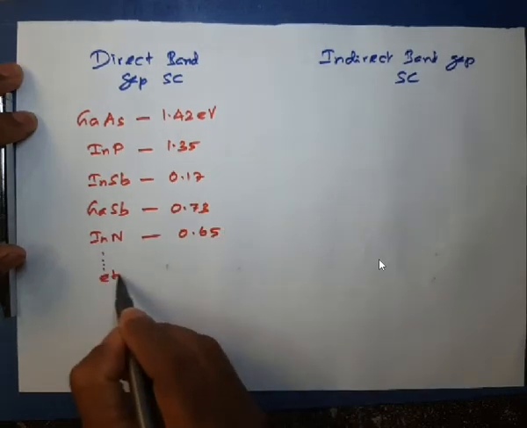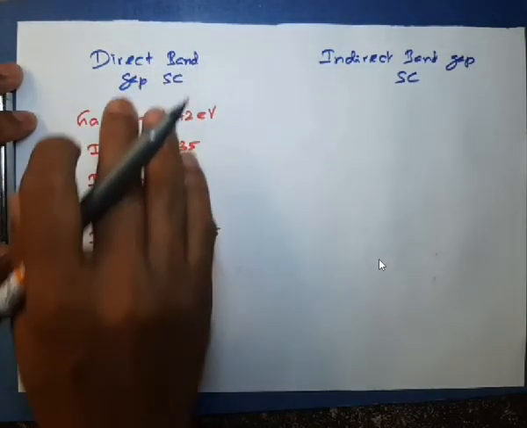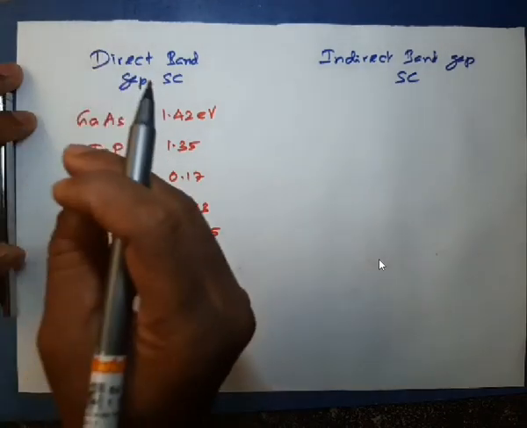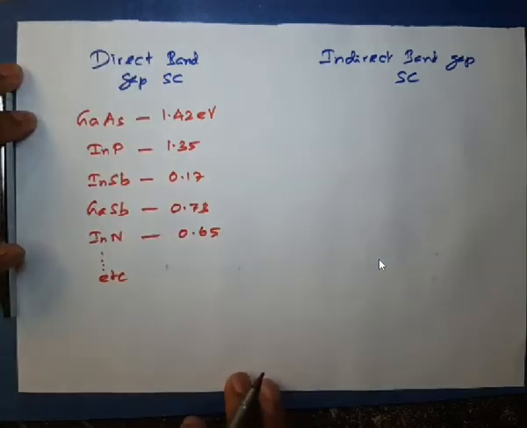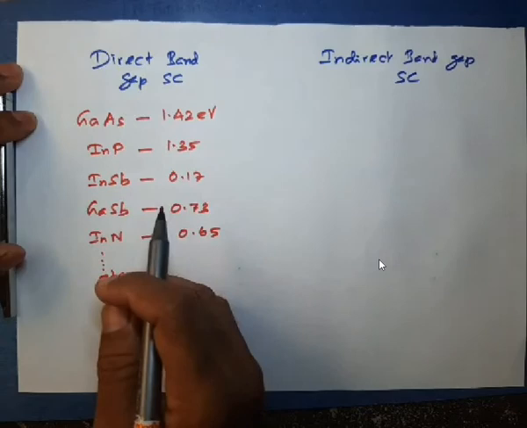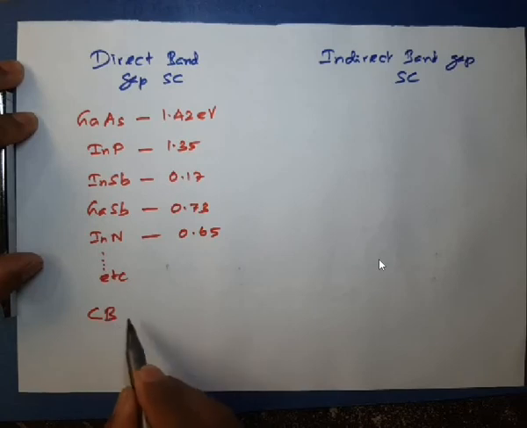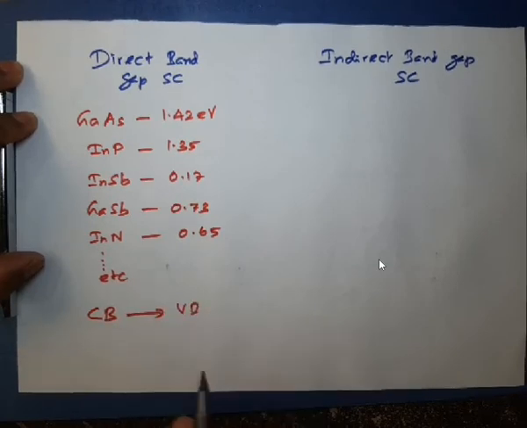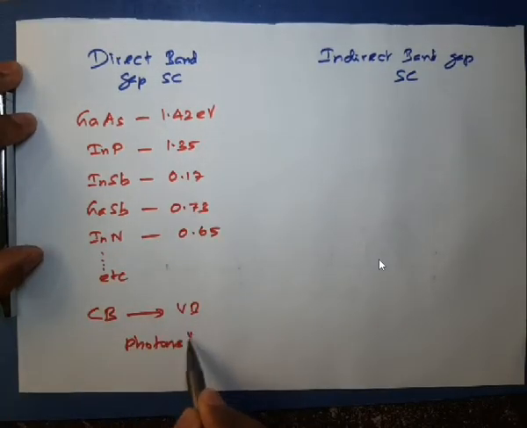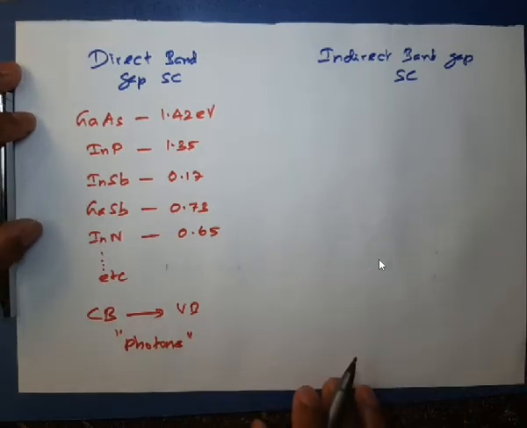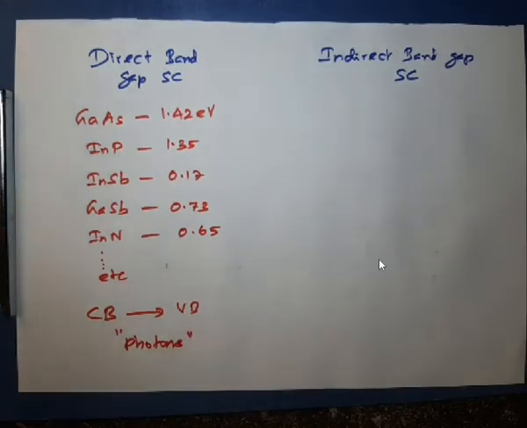We have many examples. Here I have given only a few. Keep this in mind. In a direct band gap semiconductor, the bottom of the conduction band and the top of the valence band have the same K value. When an electron undergoes transition from the conduction band to the valence band, energy is released predominantly as photons. So this is very useful in optoelectronic applications.